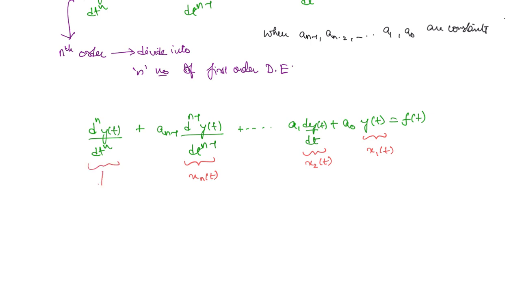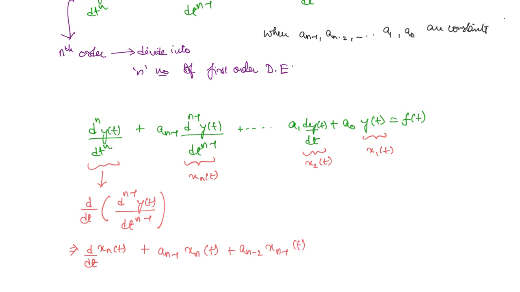So then what can you write this as? This is going to be d by dt of d n minus 1 y of t by dt n minus 1, right? You take the n minus 1th differentiation function and then you differentiate again. Then you will get differentiation of the order n. So now you can write d by dt of this function, which is xn of t. So you're going to get dxn of t. So this implies that dxn of t plus a n minus 1 xn of t plus a n minus 2 x n minus 1 of t plus and so on till a1 x2 plus a naught x1 is equal to f of t. Okay.